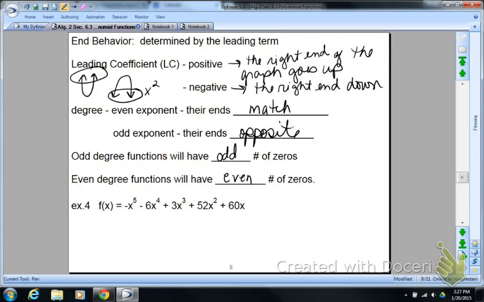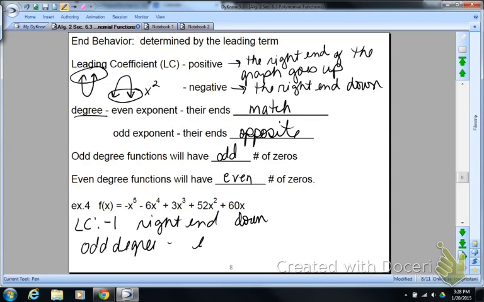Okay, let's look at example 4, and we're going to determine some things. What is the leading coefficient? The leading coefficient is negative 1. So does the right end go down or up? Down. The right end is down. Is it an even exponent or an odd? It's an odd degree, so what does that mean? Their ends are going to be opposite.